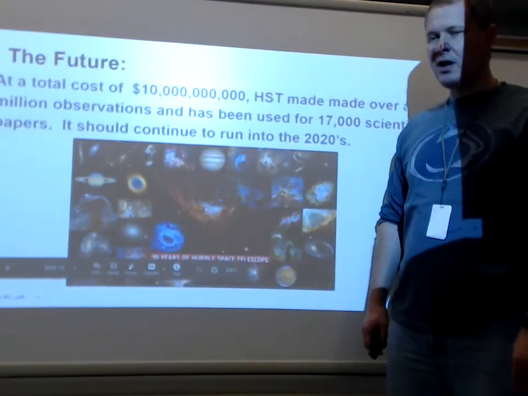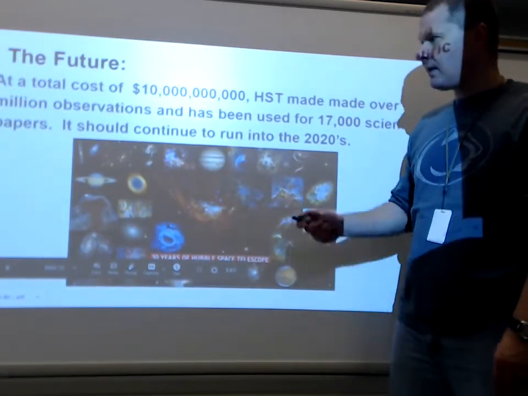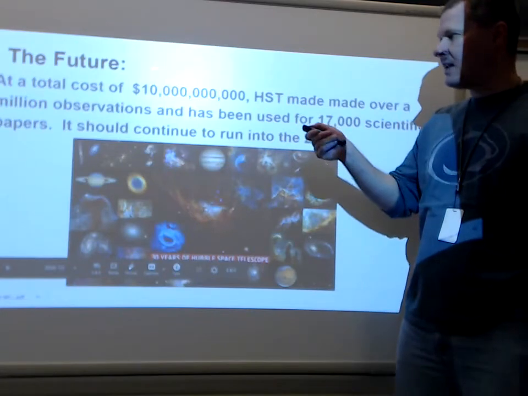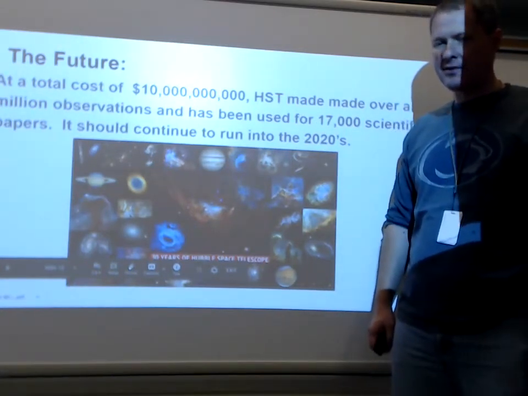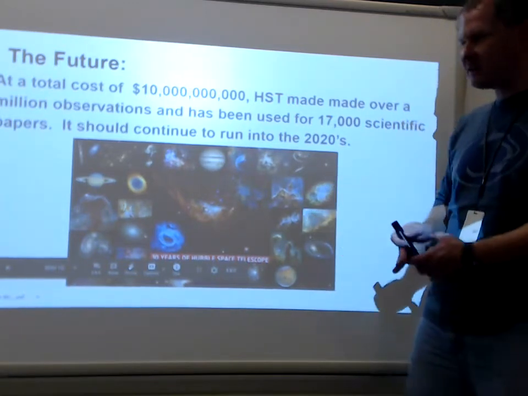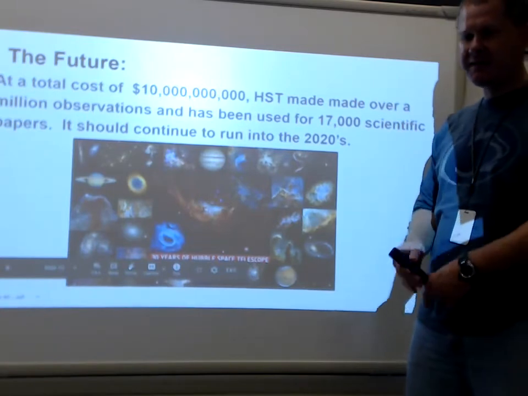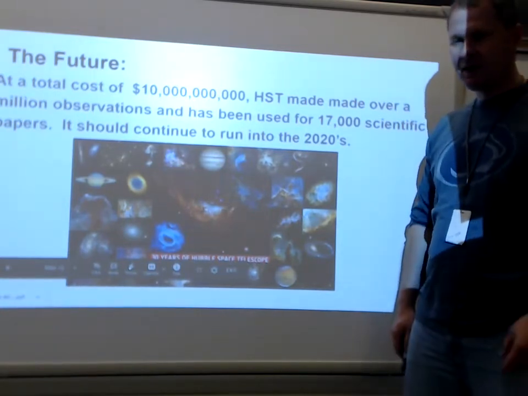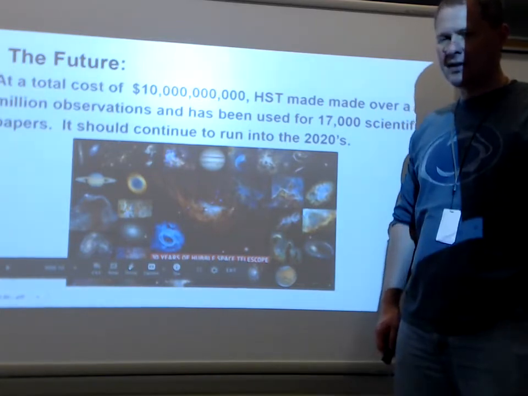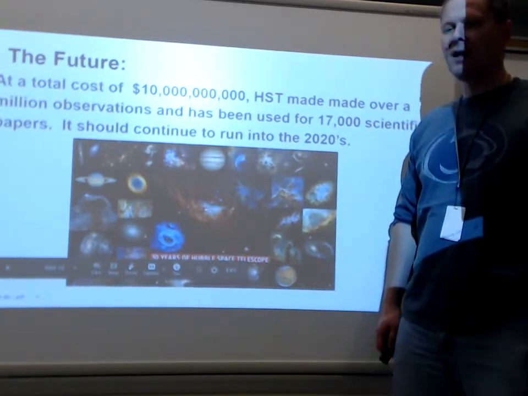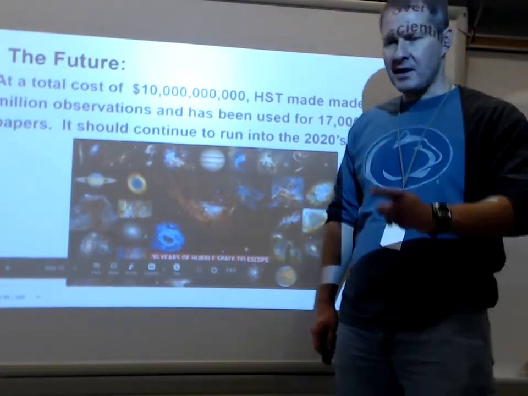And the total cost of the Hubble Space Telescope, building it, servicing it, everything, is approximately $10 billion. Now that might seem like a lot, but it has literally taken millions of observations and helped author thousands and thousands of scientific studies. So for 30 years of continual work, I think that's actually not too bad. The end.